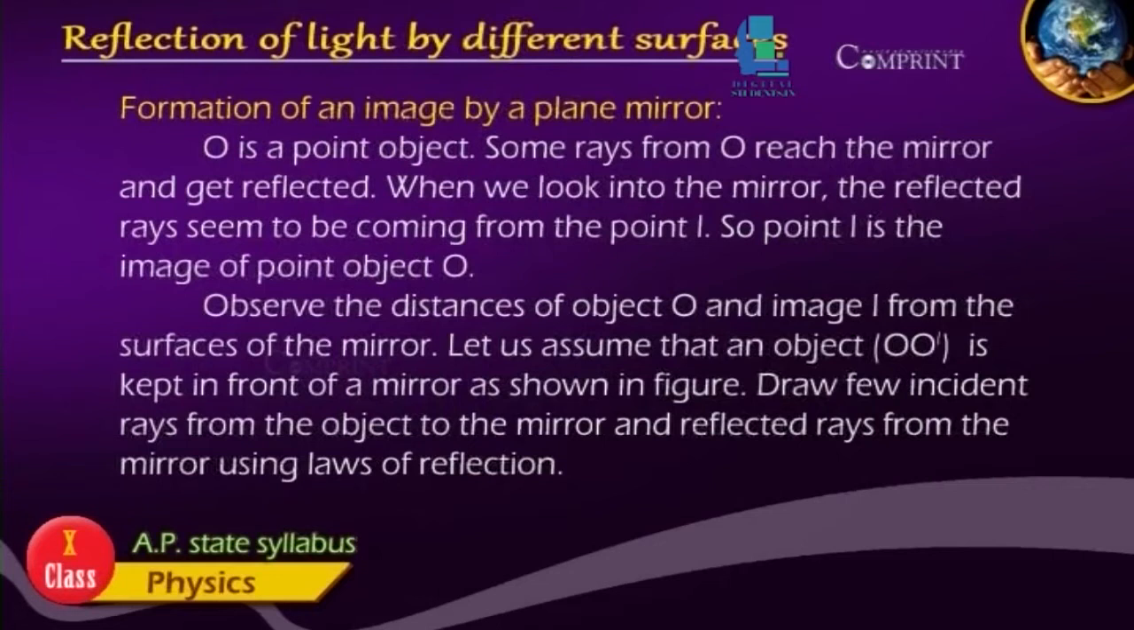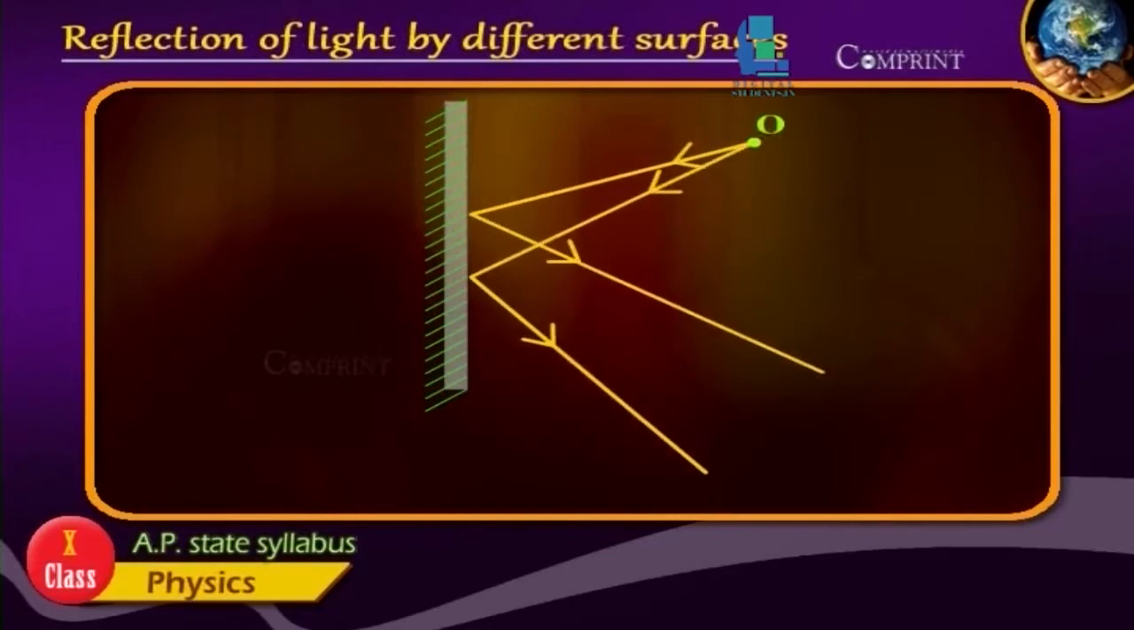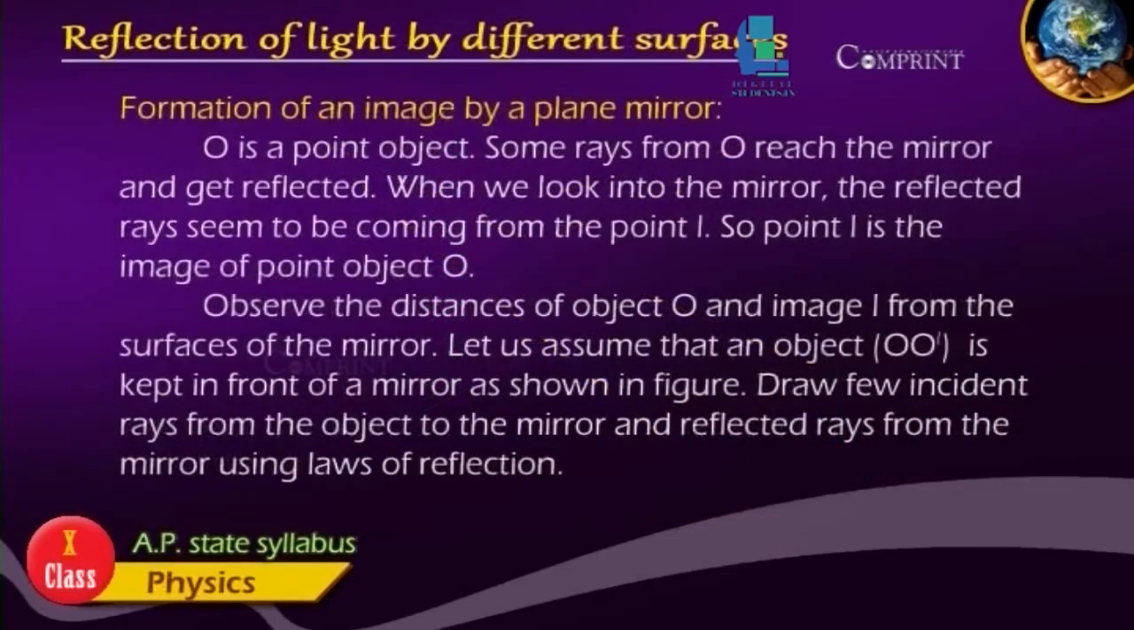Formation of an image by a plane mirror. O is a point object. Some rays from O reach the mirror and get reflected. When we look into the mirror, the reflected rays seem to be coming from the point I. So, point I is the image of point object O.